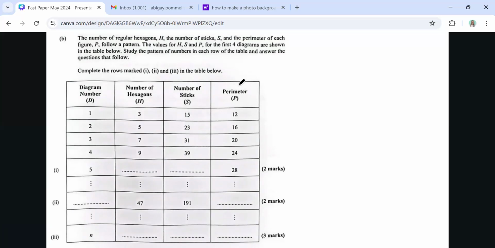Next one: the number of regular hexagons, H, the number of sticks, S, and the perimeter of each figure, P, follow a pattern. The variables for H, S, and P for the first four diagrams are shown in the table below. Study the patterns of numbers in each row of the table and answer the question that follows. Complete the rows marked in the table below. All right, so let us see. It says to find the pattern of each row.